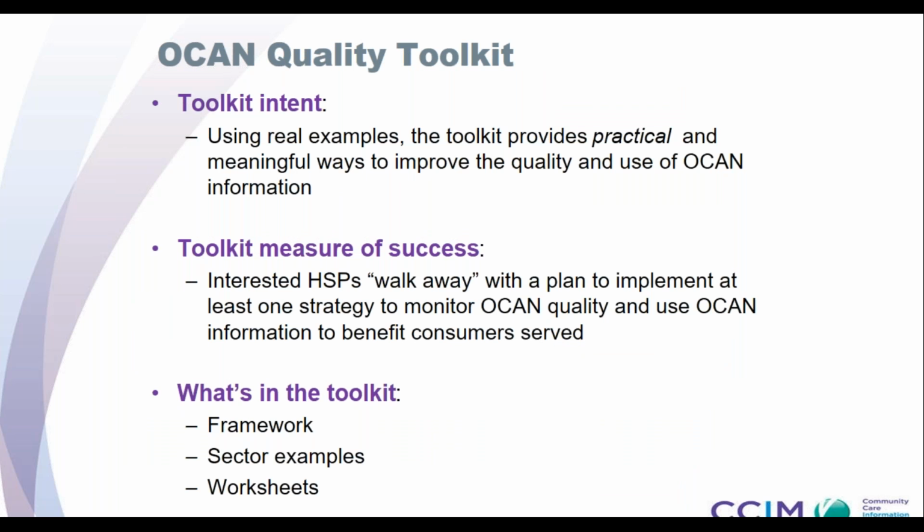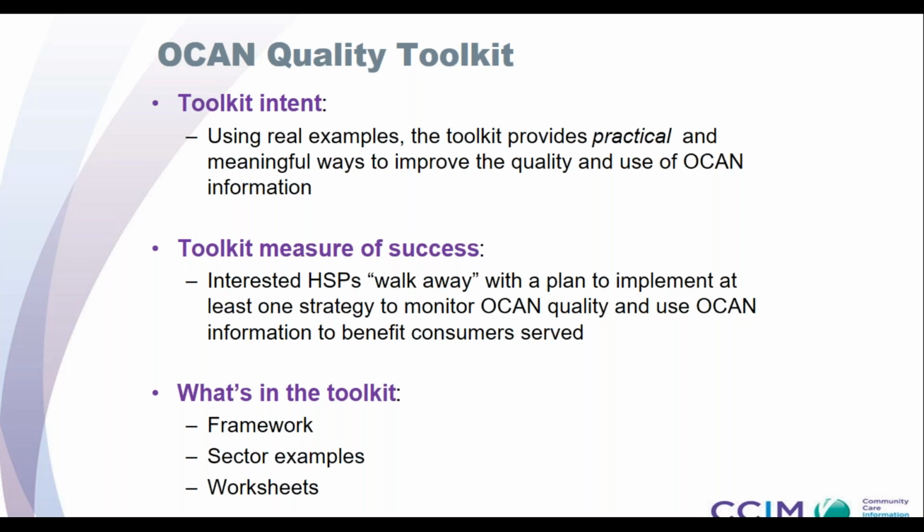I'm going to talk a little bit about the OCAN Quality Toolkit, just really a high-level overview of it. The actual toolkit will be posted on the Community of Practice so you can read it. It's a pretty easy read because really what it's about is real examples of practical and meaningful ways that organizations have improved the quality of their OCANs and the use of the OCAN information. And really the success, if you decide to use the toolkit, is that you walk away with at least one strategy to help monitor the quality of OCAN and use the OCAN information to benefit clients served.